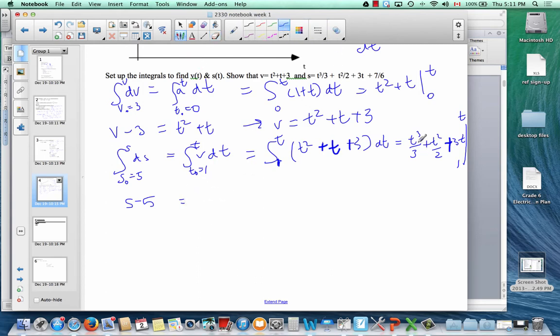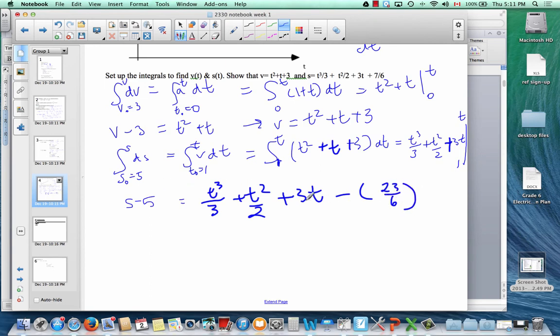So after you integrate it, it's t cubed over 3 plus t squared over 2 plus 3t. Then you got to subtract, and then you need to put in 1 here. So it's a third plus a half plus 3. So that's 3 and 5/6, which is 23 over 6.